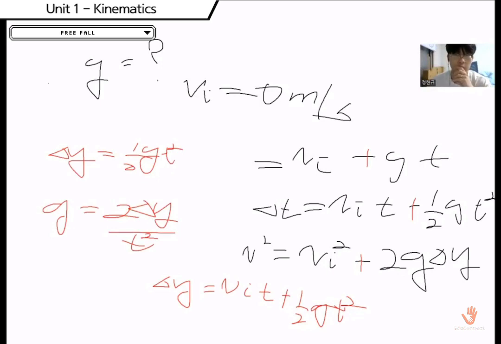Now, let's review what we covered in this lesson. We learned that the kinematic equations apply to free-fall motion, but that they require special consideration for the vertical frame of reference. We also learned that all objects fall at the same speed in a vacuum.